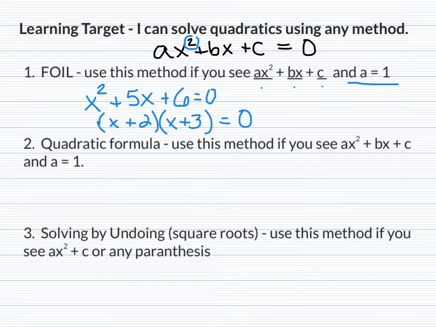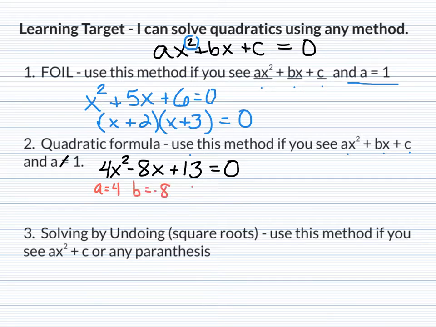The second method we worked on was the quadratic formula. So we're going to use this if you see three terms, ax squared plus bx plus c, and a not equal to 1. Okay, so make sure you put that in your notes. A is not equal to 1. So that's really important. So if you see something like 4x squared minus 8x plus 13 equals 0. All right, so this would look like it's impossible to FOIL. We can't FOIL this even if we used AC method. So we're going to say here's A equals 4, B equals -8, and C equals 13. And we'd plug it into the quadratic formula, which again I'm going to demonstrate.